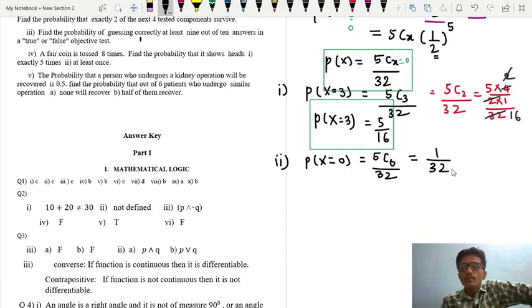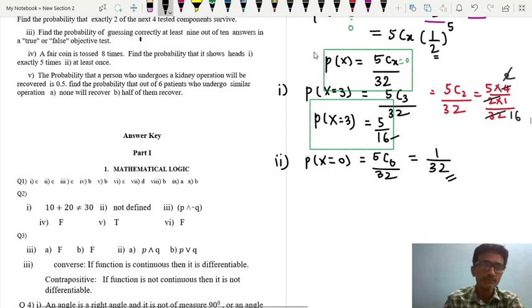So therefore getting no head, that probability is equal to 1 upon 32, and getting exactly 3 heads, that probability is equal to 5 upon 16. So yes, we will do the next question.